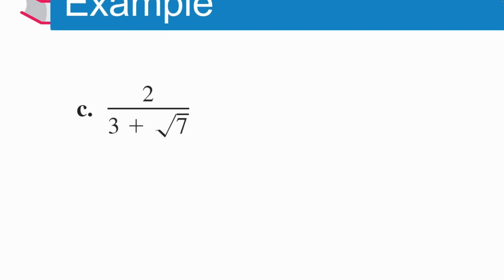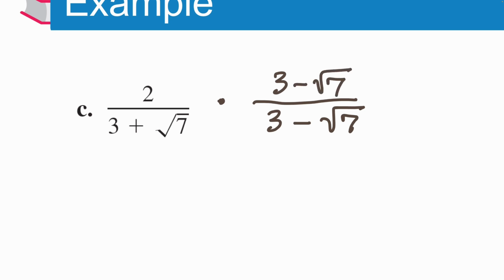And then last but not least, we want to do a conjugate one, right? So for this conjugate one, we would want to multiply by the conjugate. So we have 3 and then square root of 7, but we change the sign in between. And so what we do to the bottom, we have to do to the top.